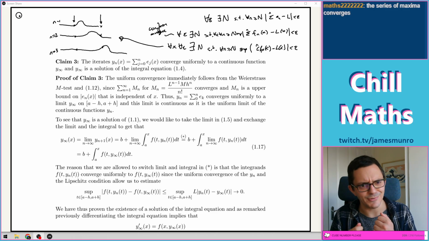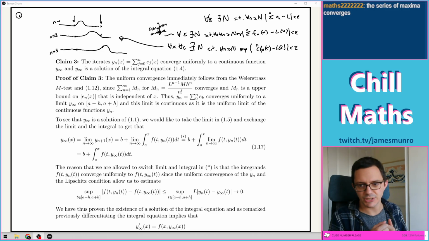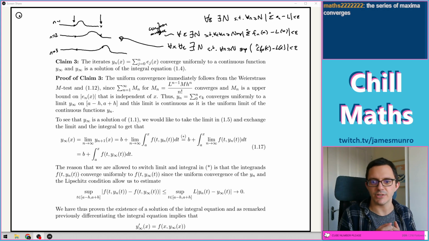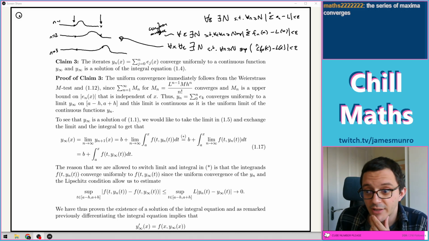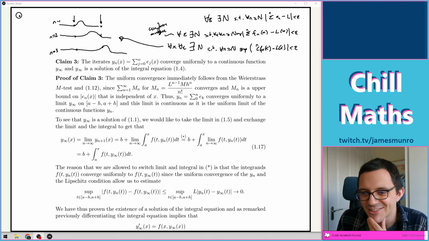This kind of subtle difference between convergence and uniform convergence. If I want this sequence of functions to converge uniformly, at some point I'm going to have to learn the Weierstrass M-test. So maybe this is a job for a future stream to go back and relearn those things.